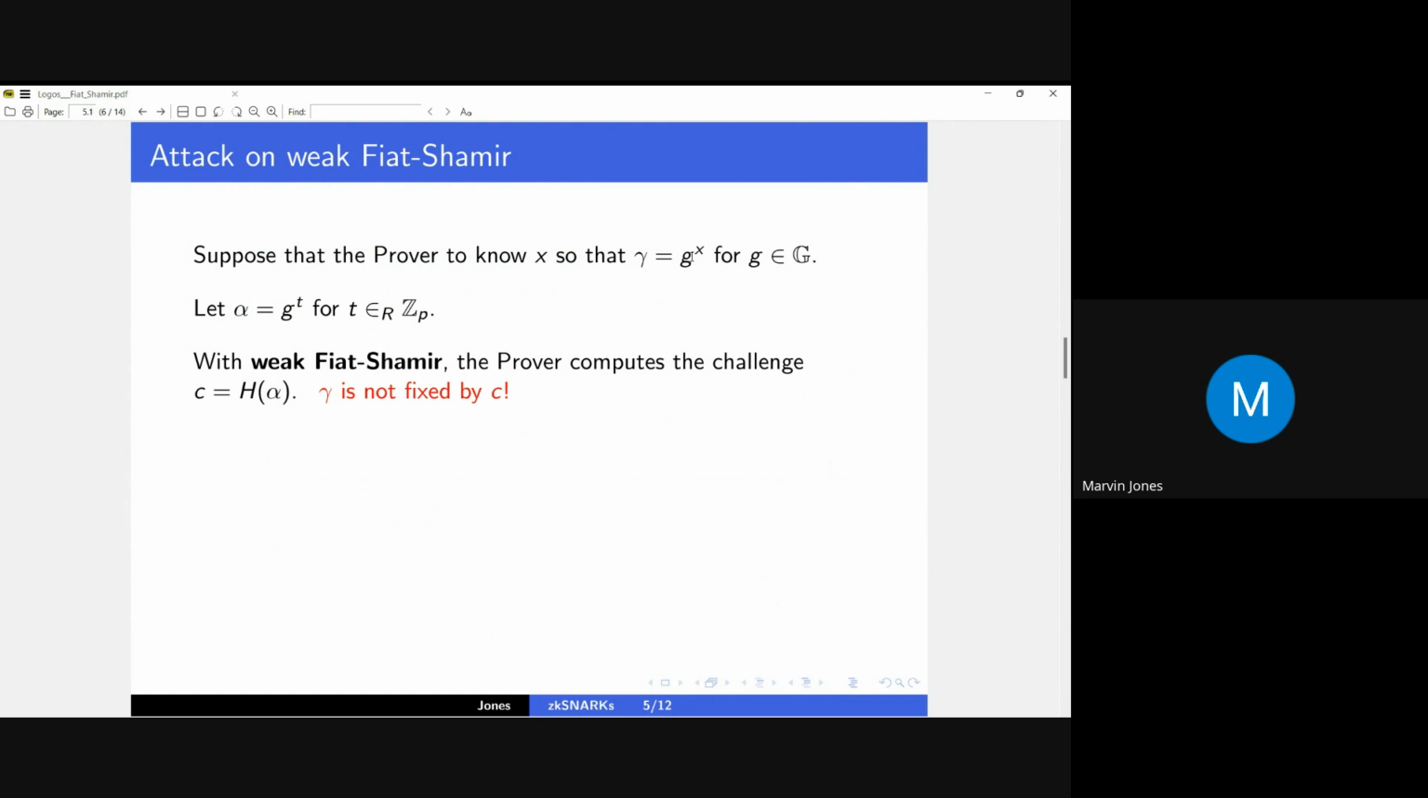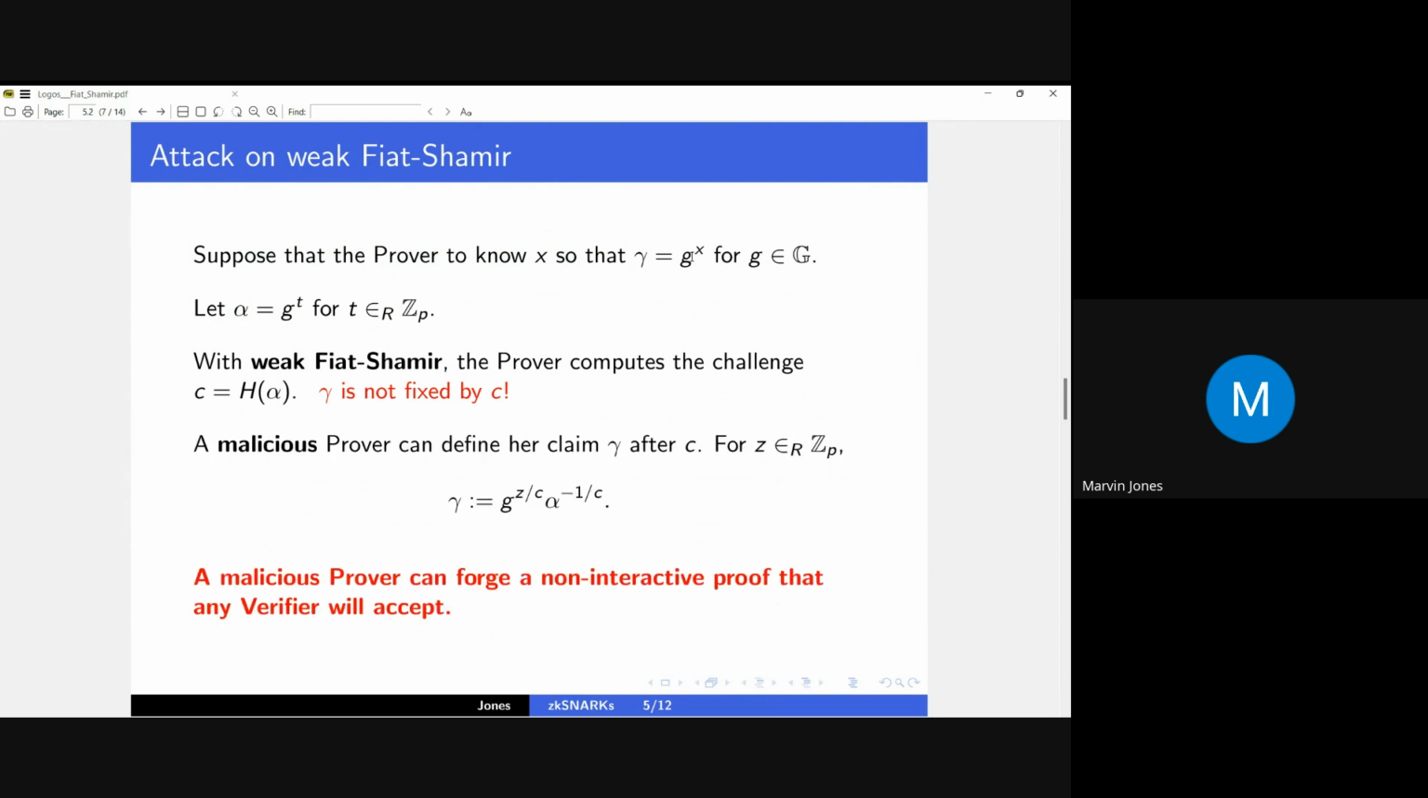So notice from this, gamma and g really are not fixed by C. And this is going to be a problem, because that means that the malicious prover can then define her claim gamma after having figured out C.